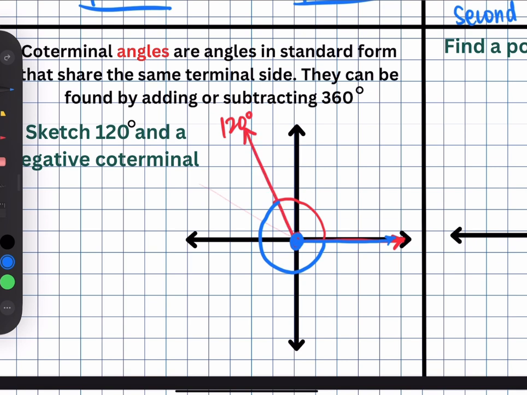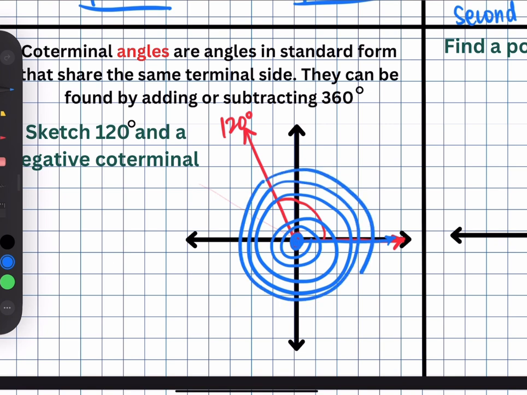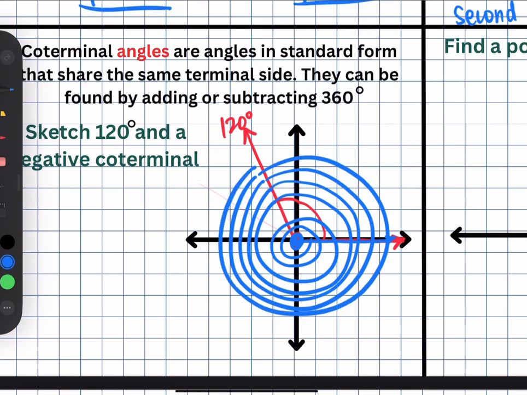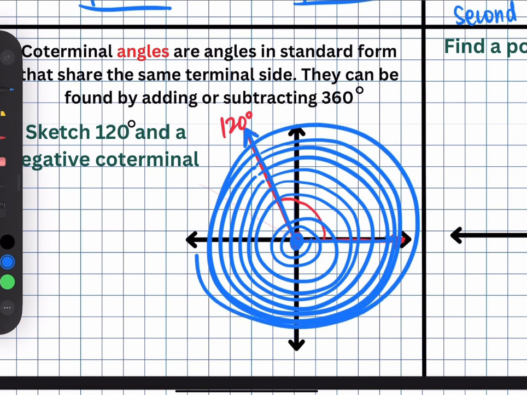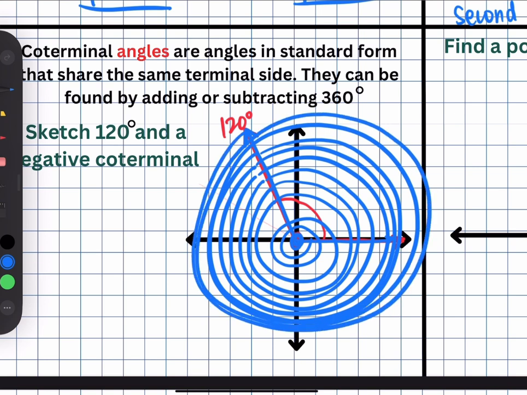This could also mean that I loop around one time in the negative direction and stop at 120, right? And this also means that I could loop around 2 times and stop at 120, 3 times and stop at 120. And I could do this over and over and end up with hundreds of angles that stop at the same place as 120. I could do this thousands of times, hundreds of thousands of times, and hopefully you're seeing where I'm getting here.